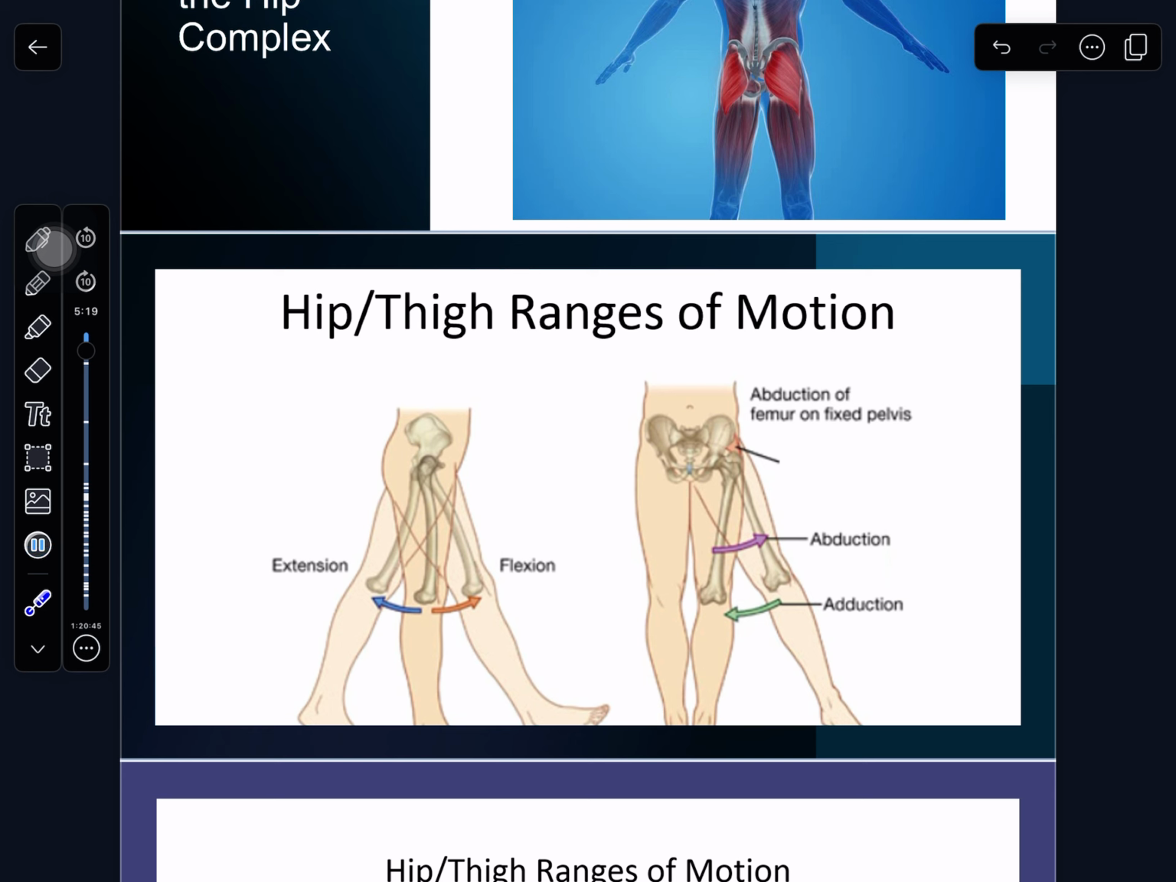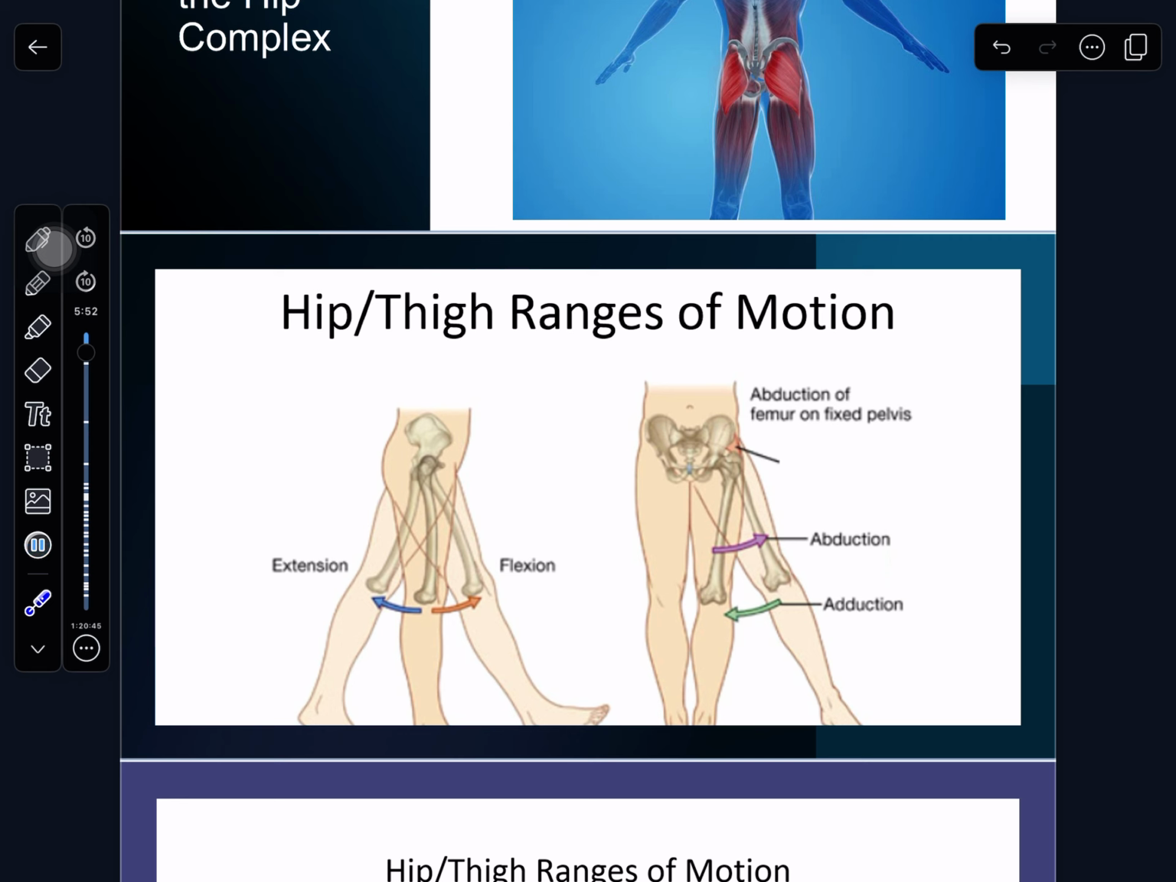In case you don't remember, let me just recap that really quickly. When we're talking about abduction, we're talking about moving the limb, the extremity, further from the midline. So here's our midline, right? In anatomical position, this would be the midline, right down the middle, where the umbilicus, the navel, is. You would have a line going straight down, separating the body into a left and right half.